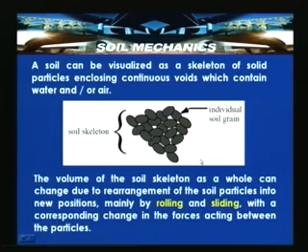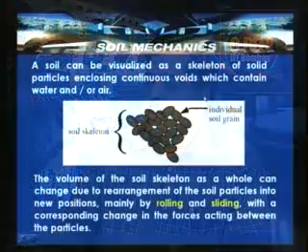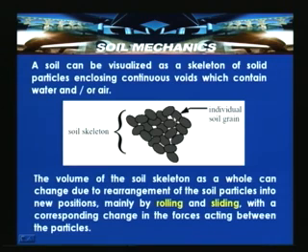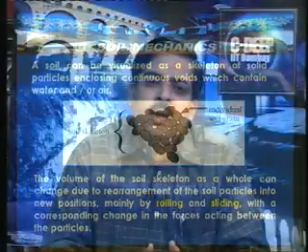As we have discussed earlier, we can visualize soil as a grain skeleton. As shown here, this is an individual soil grain, a typical individual soil grain, with a certain fabric or arrangement, and this is the soil skeleton. So, a soil can be visualized as a skeleton of solid particles enclosing continuous voids which contain air or water.